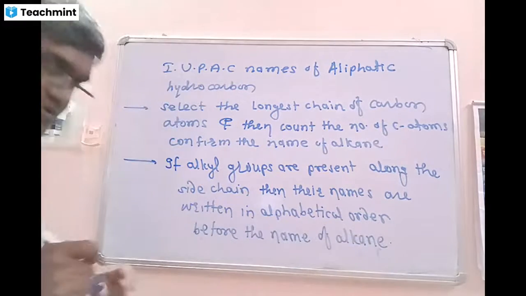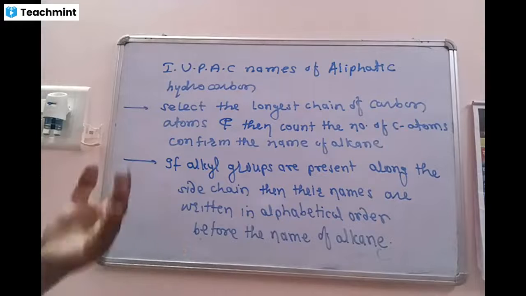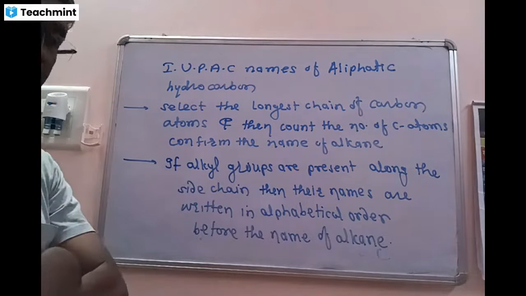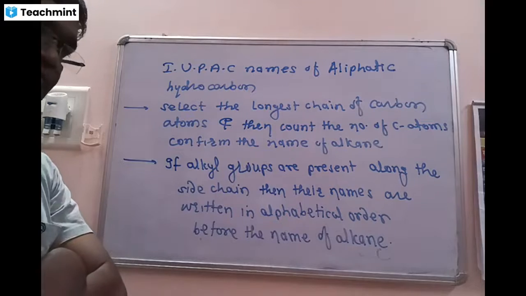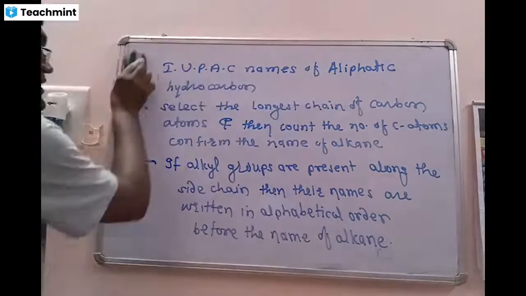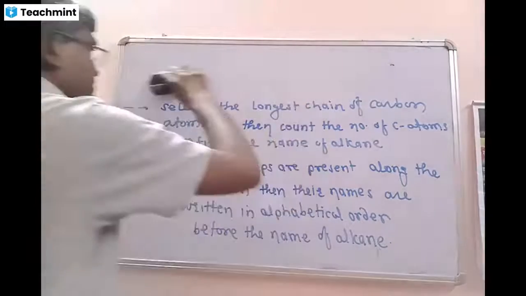ठीक है, अल्केन का जो भी नाम होगा उसके पहले आपको अल्किल ग्रुप के नाम लिखने हैं. Suppose there are two alkyl groups, one of them is methyl and other one is ethyl. Then we have to write ethyl first, and then methyl, and then the name of alkane, what you have confirmed from the first point. Are you getting what I'm saying? Yes. Okay. So their names are written in alphabetical order with proper positions.